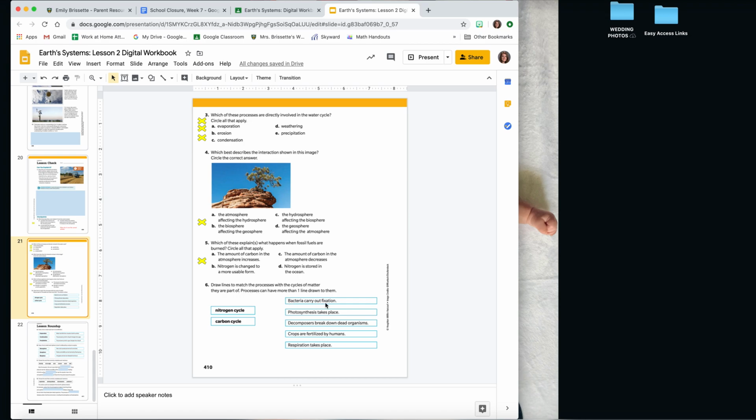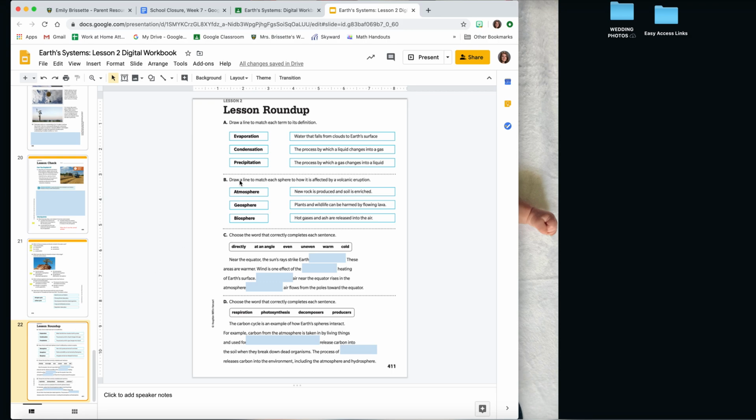So bacteria carry out fixation. If bacteria is dealing with the nitrogen cycle, you'll draw a line to nitrogen. If bacteria is dealing with the carbon cycle, you'll draw a line to the carbon cycle. And you'll go all the way through these till the end. You'll do the same for these terms in the definition, and these spheres and how volcanoes are affected by them.